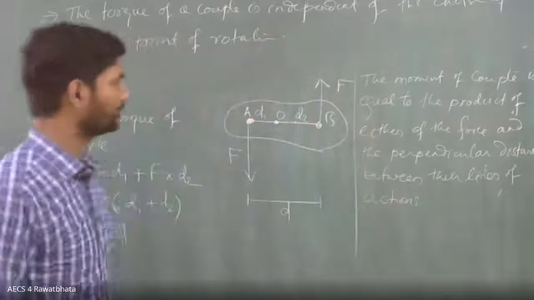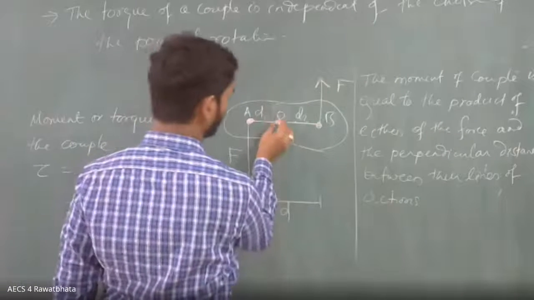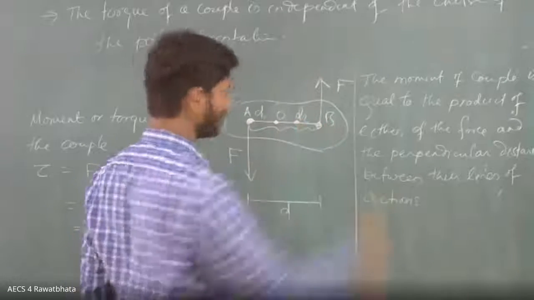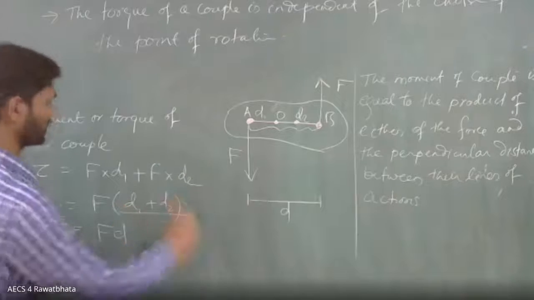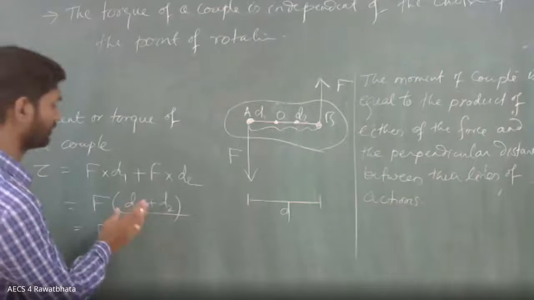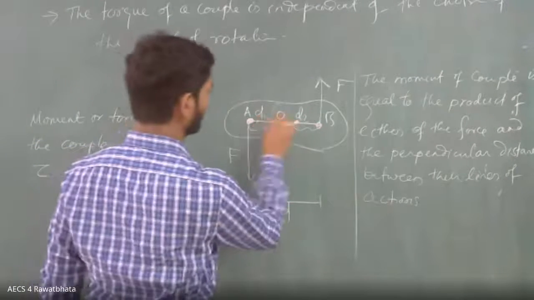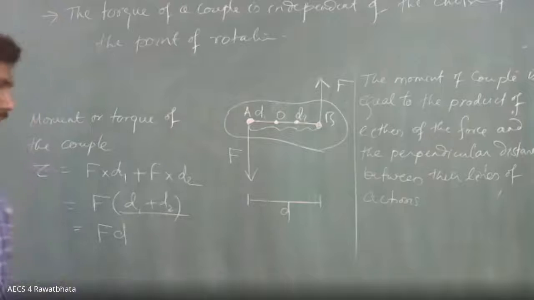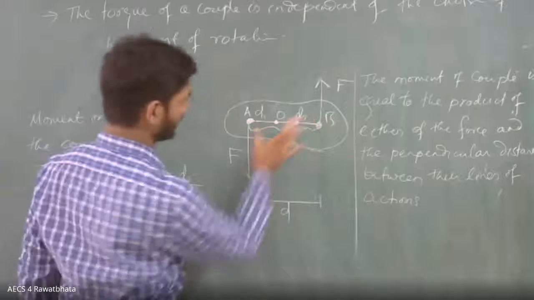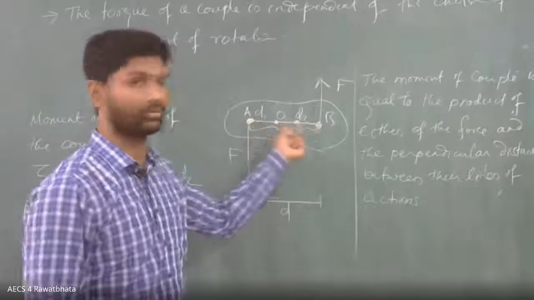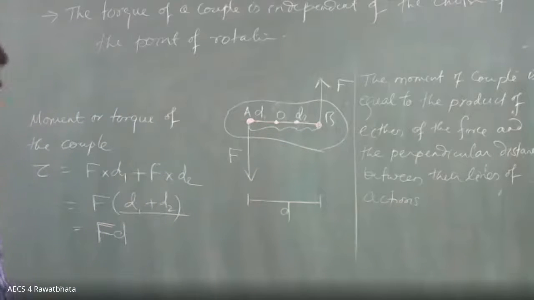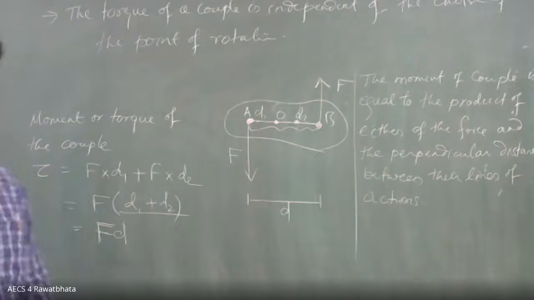Obviously that is clear from the figure itself. Suppose I move the point O from here to somewhere here, then d1 is now different and d2 is now different. But the sum d1 plus d2 is still the same, that is the distance AB itself. So it is independent of the point. Wherever you choose the point, the total distance remains the same, and the torque is the force applied, F, multiplied by the total distance. It is independent of the individual distances d1 and d2. It depends only on the total distance d. Therefore tau is equal to F into d.